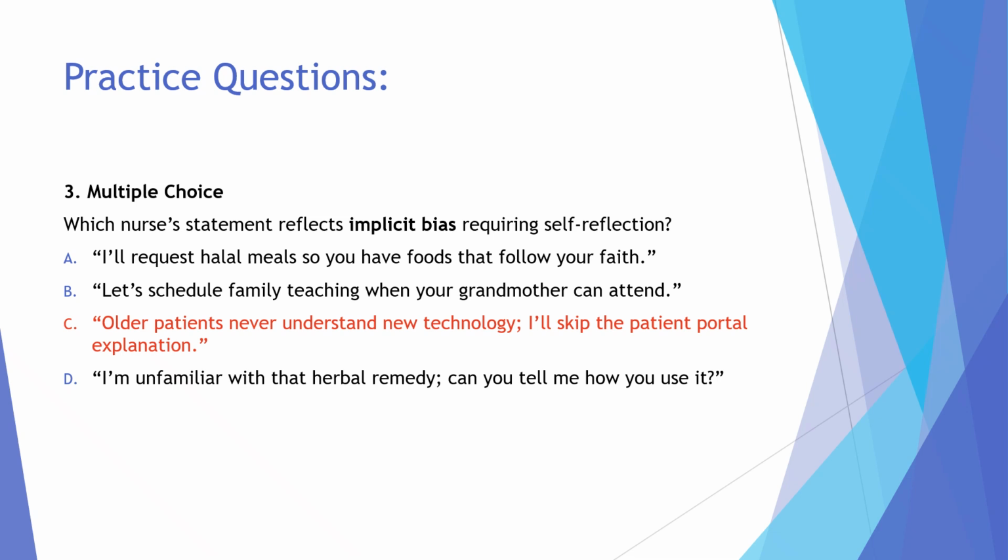All the patients never understand new technology. I will skip the patient portal explanation. So implicit bias is like unconscious attitudes or stereotypes that affect understanding, actions, and decisions. It's like meaning that using a standardized pain scale reduces implicit bias in analgesic dosing.